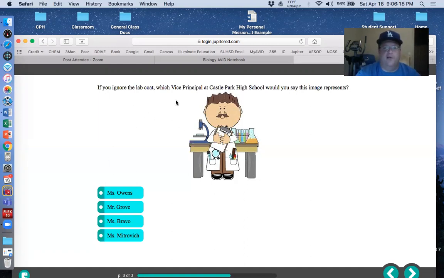If you ignore the lab coat, which obviously shows that you're an intelligent person, which vice principal at Castle Park High School would you say this image best represents? Okay, just by process of elimination, you should know that it's Mr. Grove. That should be an obvious choice at that point.